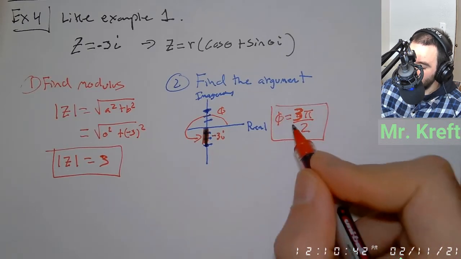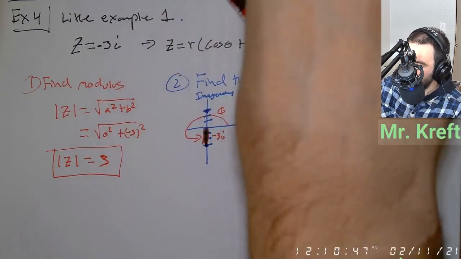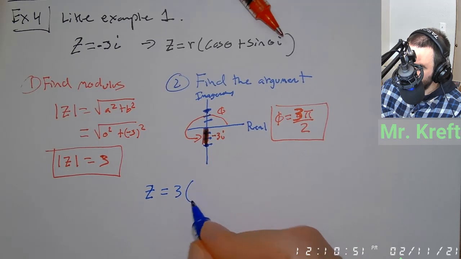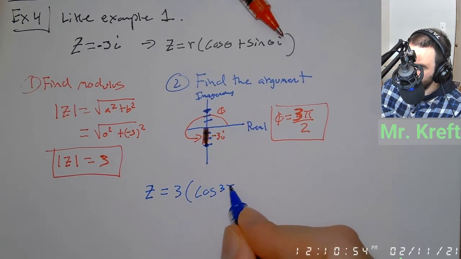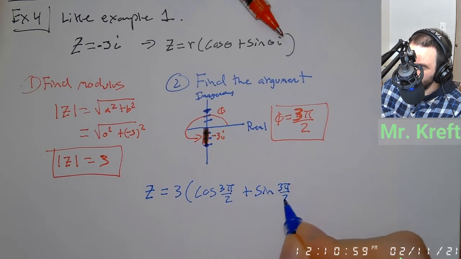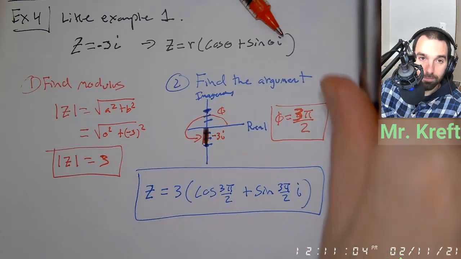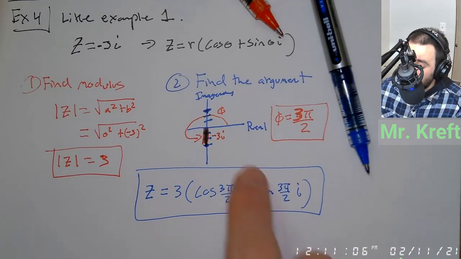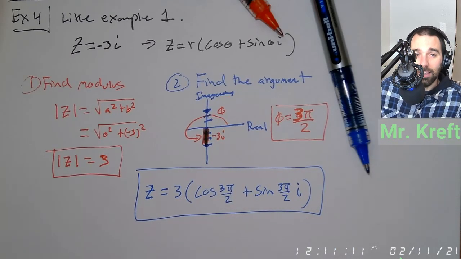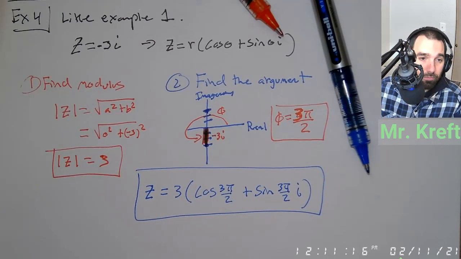Okay, so I found my argument and I found my modulus. So now I'm going to write this as z equals 3 times cosine of 3 pi over 2 plus sine of 3 pi over 2 i. So that one was actually pretty easy because it didn't have a real term. If it had a real term, then we would have had to do the triangle, and then we'd have to be careful with, am I finding theta or am I finding phi?